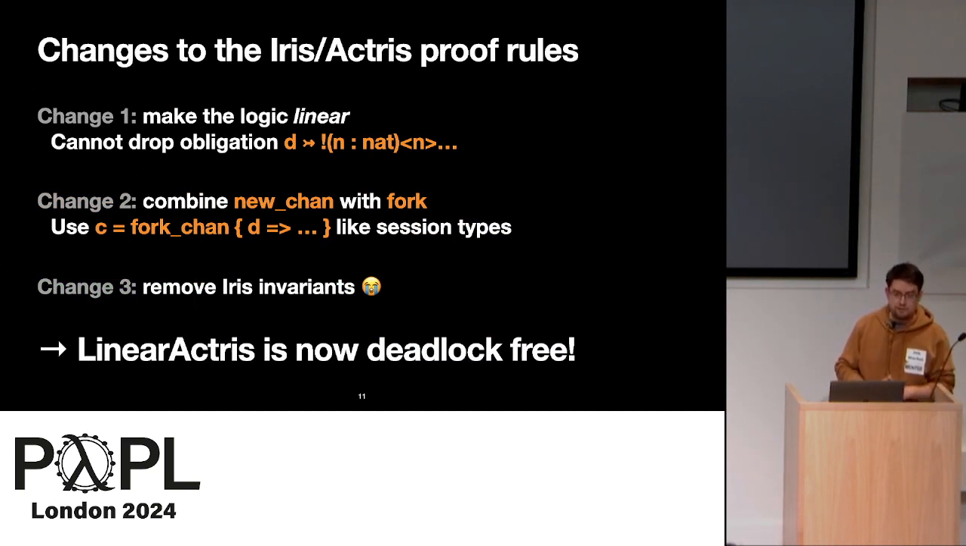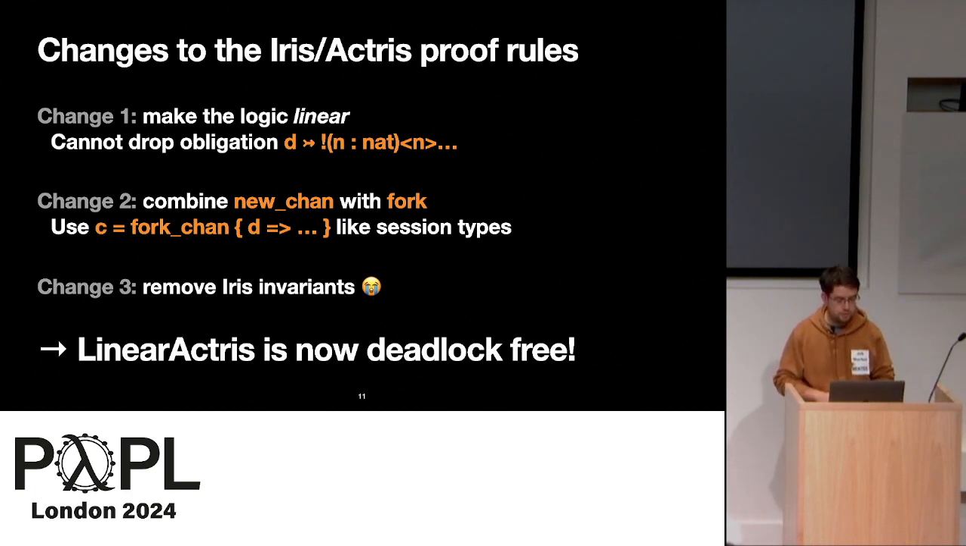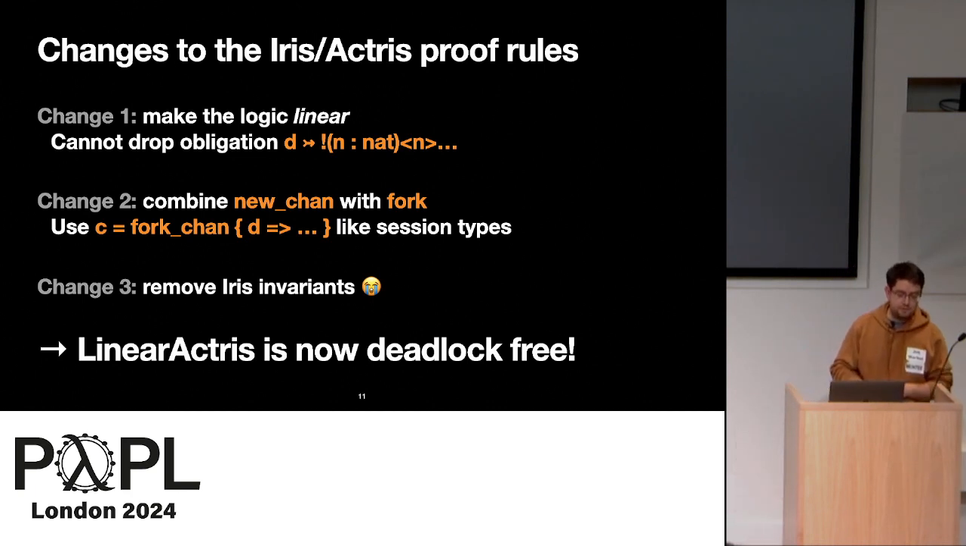Okay, to do this, we actually only need to make a few surgical changes to the Actris proof rules. The first change is to make the logic linear. So Iris is affine. Here we need the logic to be linear. And the reason is that otherwise we could drop these kind of send obligations. And if you're not going to send, then the other side might get stuck if they are trying to receive.